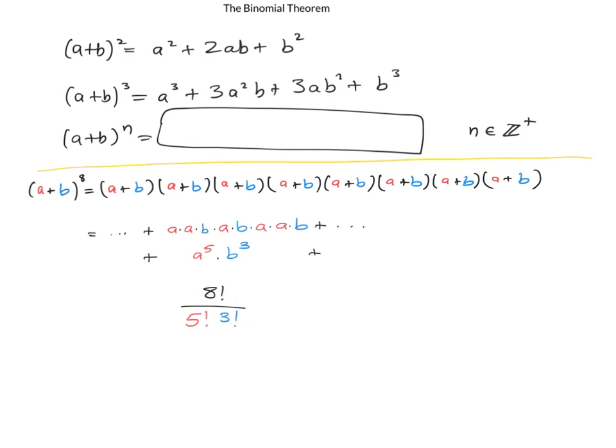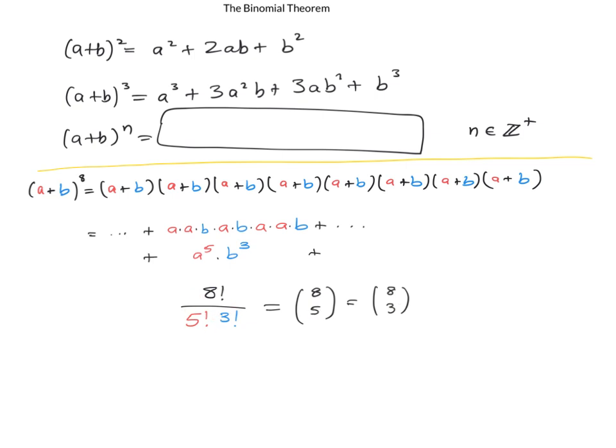But you might recognize this. This is better known as either 8 choose 5, 8 factorial over 5 factorial times 8 minus 5, which is 3 factorial. Or it could also be 8 choose 3, 8 factorial over 3 factorial times 8 minus 3, which is 5 factorial. So either 8 choose 5 or 8 choose 3 is an alternate way to write this.